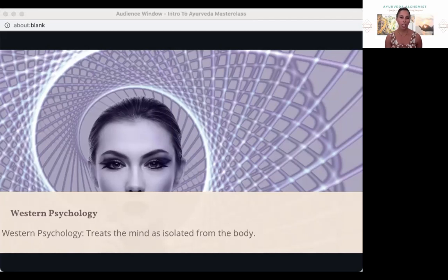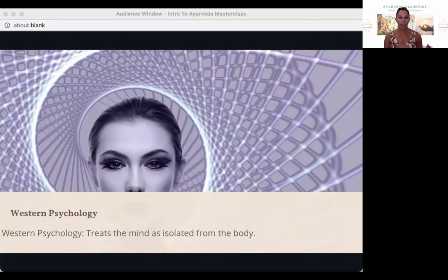The word psychology actually comes from the Greek term psyche, which means soul, and logos, which means study, so the study of the soul. However, unfortunately, it's really lost its meaning along the way, and now psychology has become more of a medical science and the study of the function and structure of the mind as an isolated concept rather than an integrated philosophy.